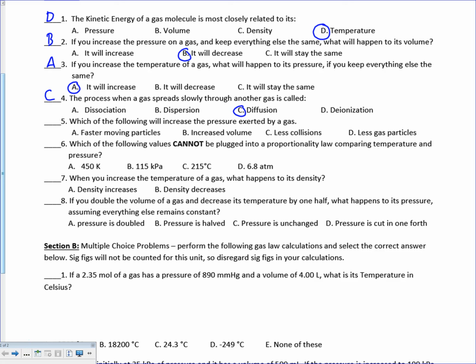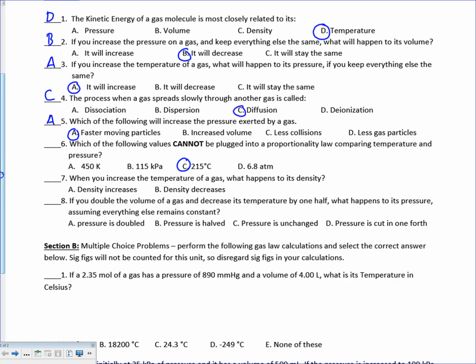Number 5, which of the following will increase the pressure of a gas? So the answer here is A, faster moving particles. If it's faster moving particles, they're going to hit the sides of the container harder, and so they'll transfer more pressure there. Increasing the volume would actually lower the number of collisions because there's less particles per unit volume, basically. Having less collisions, of course, means less pressure, and less gas particles is going to mean less collisions as well, so less pressure.